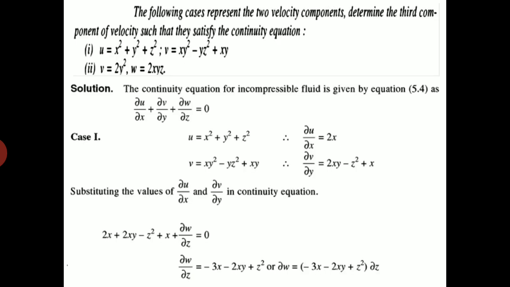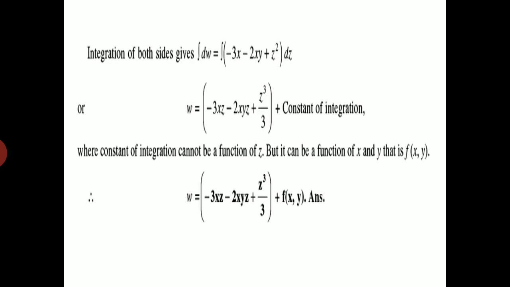So integrating both sides, we'll be getting u is equal to minus 4xy minus 2y x square by 2 plus the constant of integration. So finally we'll be getting the answer as minus 4xy minus x square y plus the constant of integration.